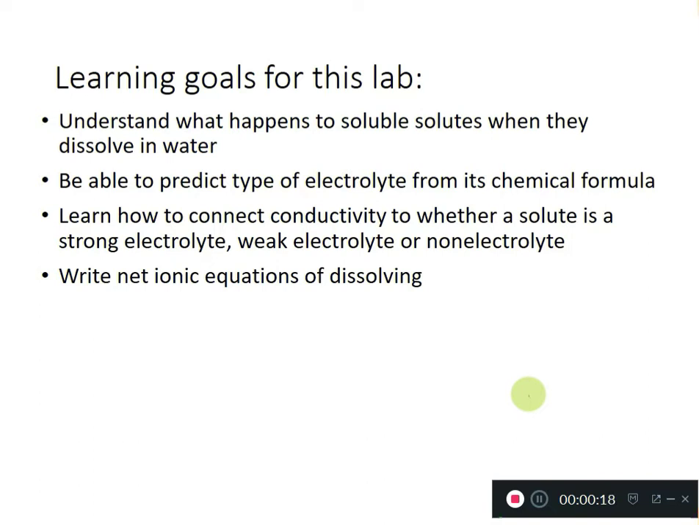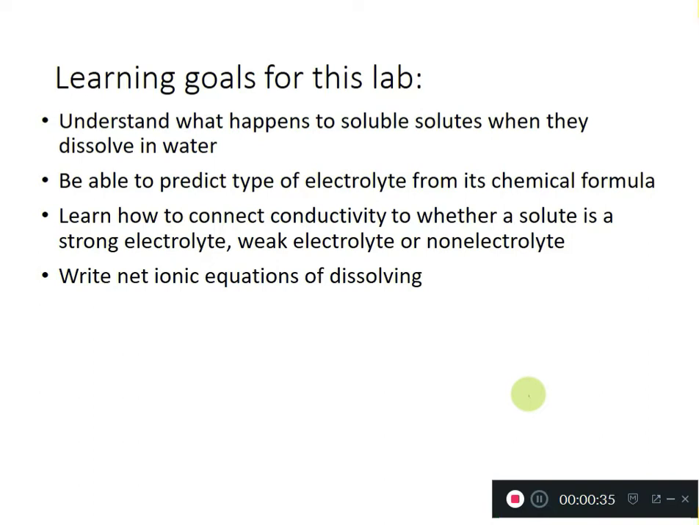So we want you to understand what happens to a solute when it dissolves in water. So what is the chemical process of putting a solute in water? What happens to it when it dissolves? And then be able to predict the type of electrolyte from a chemical formula.